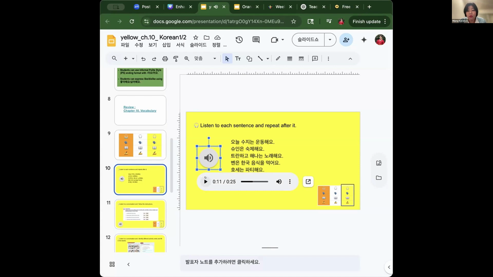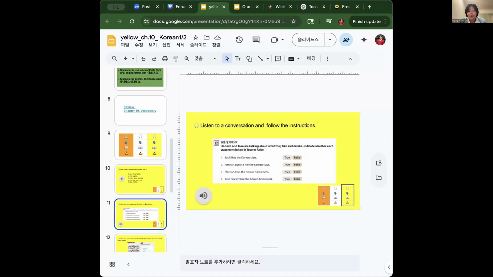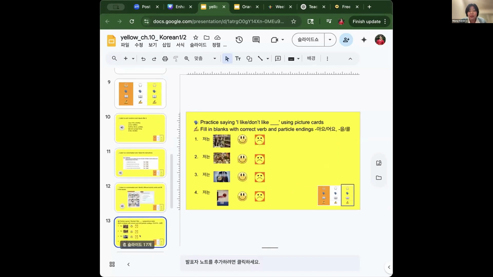Then they can pause. 오늘 수지는 운동해요, like this, which means that they have control, depending on how fast or how slow. They can practice again and also double check with me if I'm available. They raise their hands, then I can go to them and help. And this is also a conversation, which is the same as the other orange and white groups. And this is also the same.